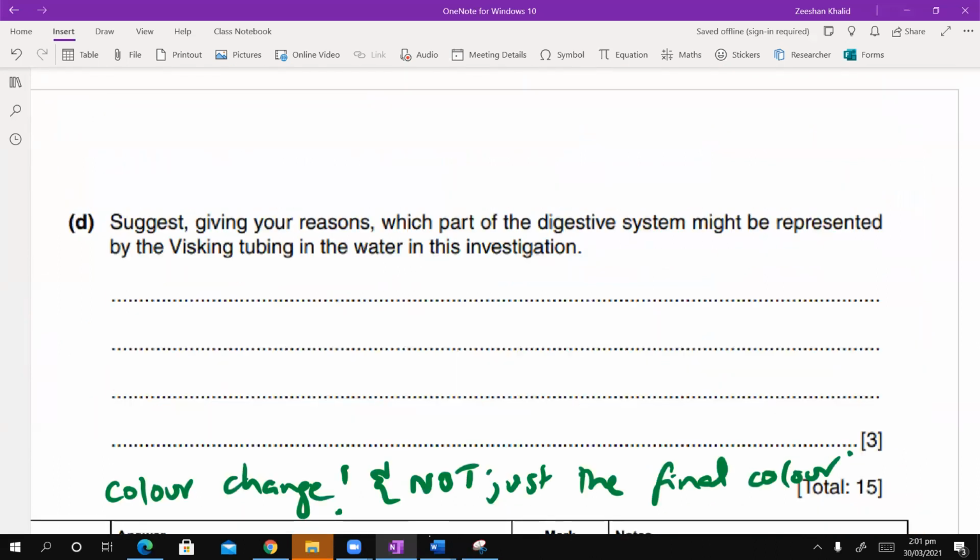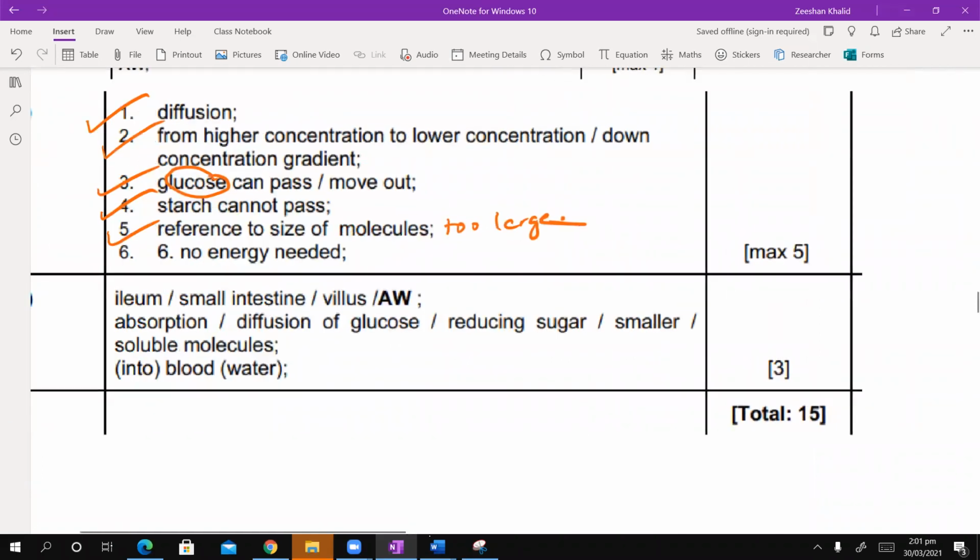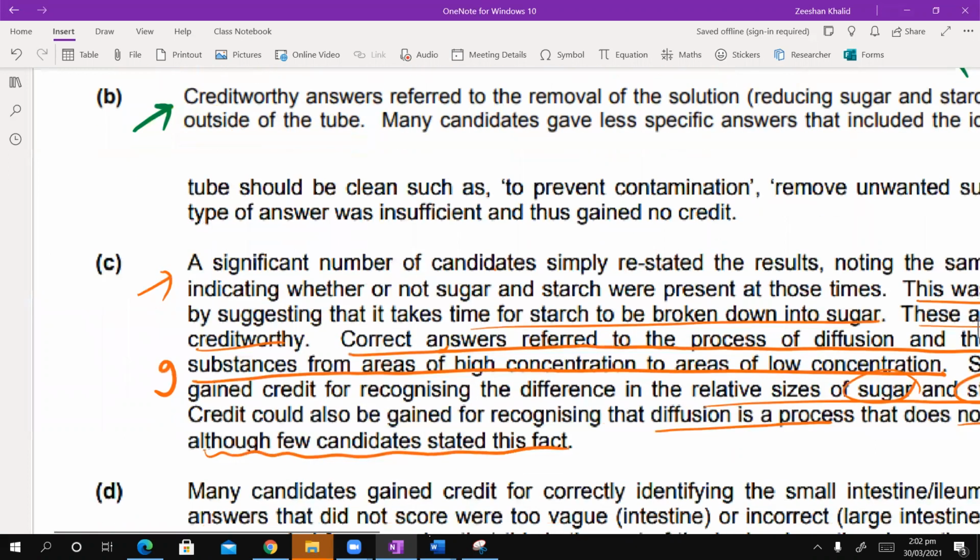Suggest giving reasons which part of your digestive system might be represented by the whisking tubing in the water in this investigation. जी बच्चों, क्या ख्याल है? देखिए, the answer is ileum. Why is the answer ileum? Because ileum में glucose की absorption होती है. And the water here can represent the blood basically. I know इसमें थोड़ा सा ज़रा आपके brain cells ज़्यादा fry होने थे, involved होने थे. Let's look at the comments of the examiner.